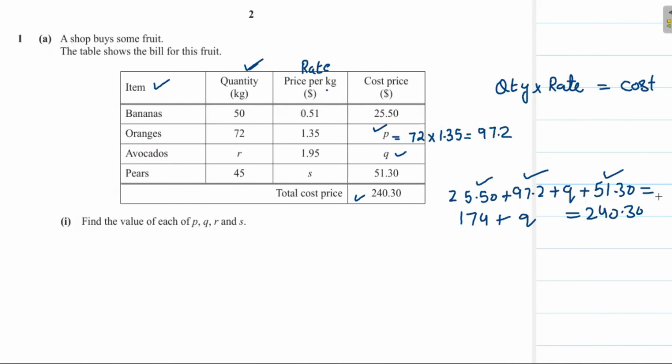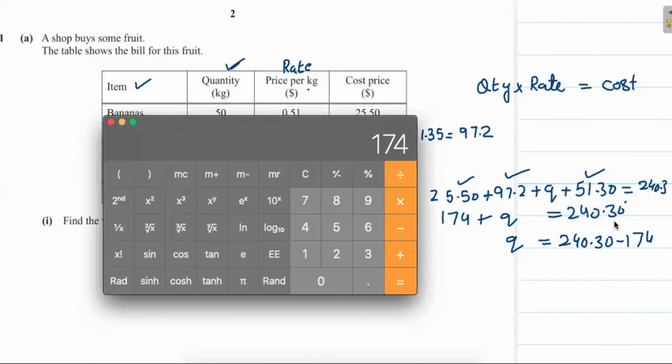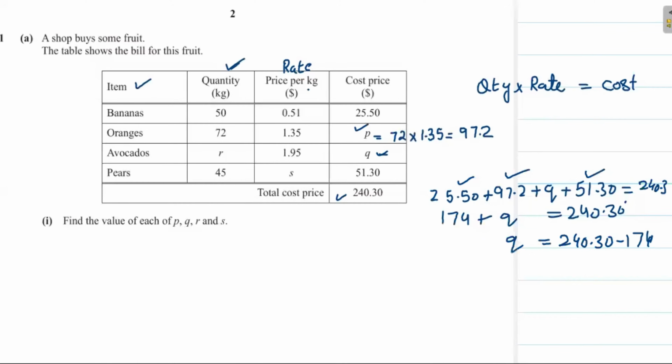240.3. Now the value of Q will be equal to 240.3 minus 174. Now we subtract this, 240.3 minus 174. The answer will be 66.3. Now we write here 66.3. Now you see here we have to find the value of R.